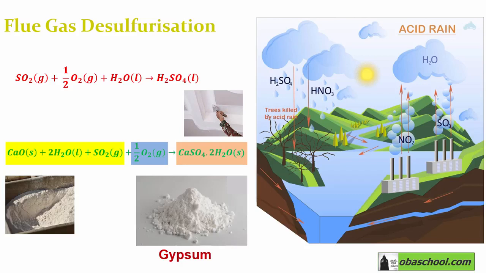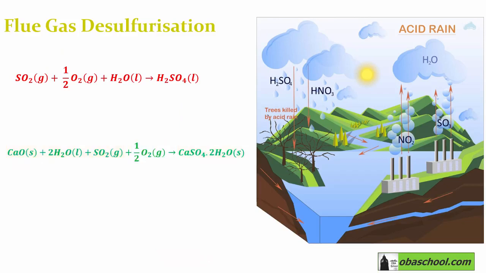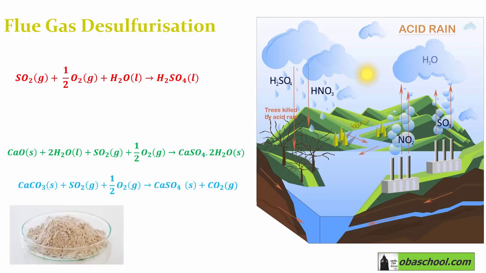So in this case, we are preventing sulfur dioxide from reacting with water and oxygen in the atmosphere and thus producing H2SO4 and thus having the problem of acid rain. And at the same time, we are producing a product which can be sold. An alternative process uses calcium carbonate, CaCO3, which is limestone, instead of calcium oxide. So we have CaCO3 plus sulfur dioxide plus oxygen will produce CaSO4 plus CO2.